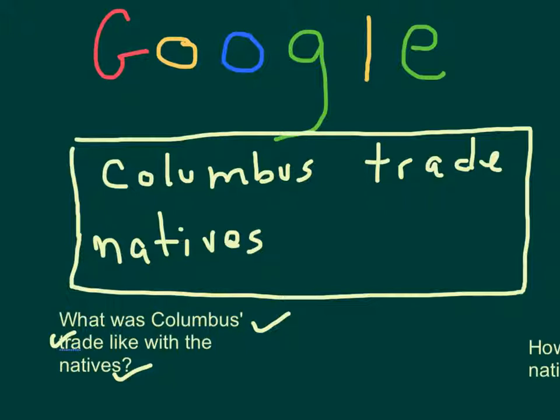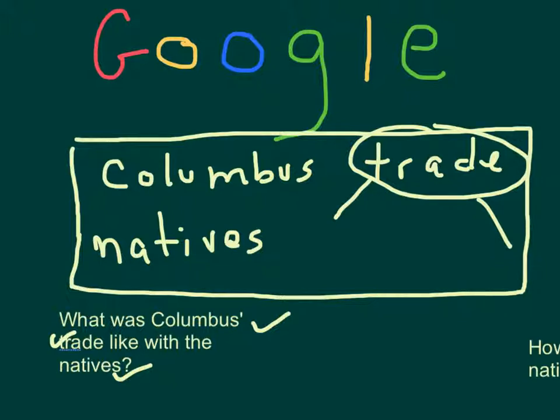What I would do is this. I would ask myself, what's this question mainly about? Is it about Columbus? Is it about natives? Or is it about trade? Well, the question states, what was Columbus's trade like with the natives? I think this question is mainly about trade. And so I'm going to add words to my keyword search that have something to do with trade.